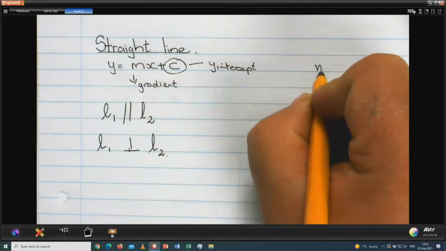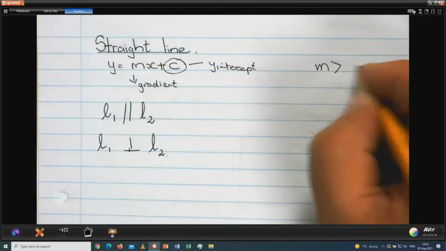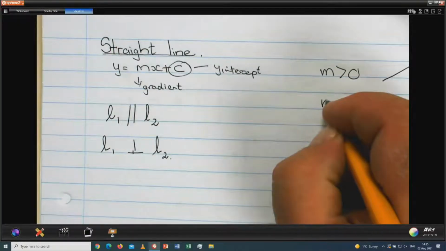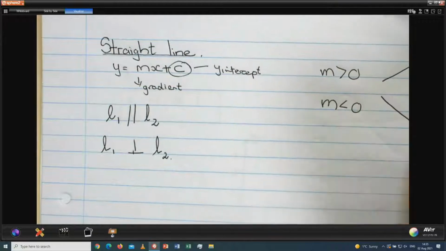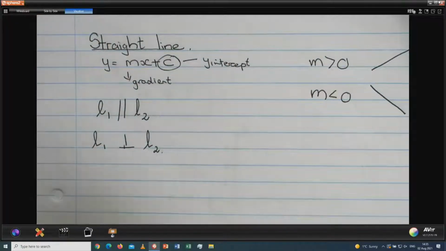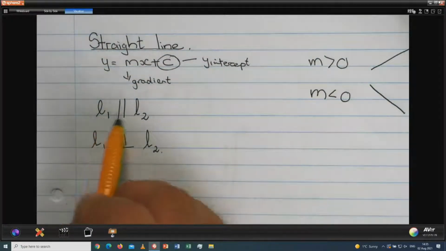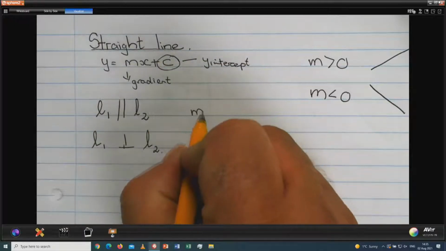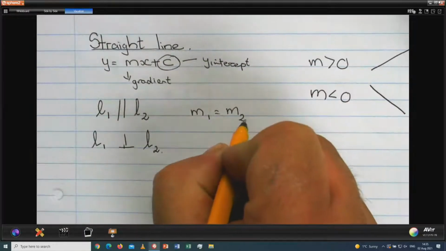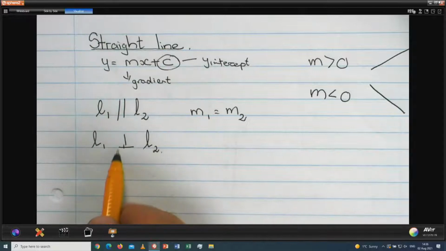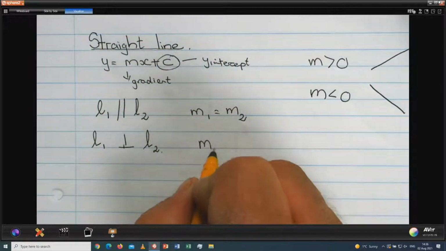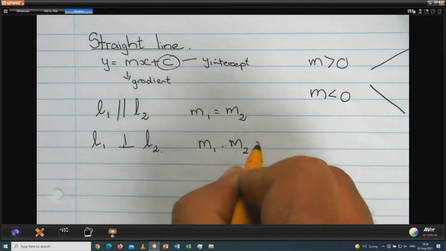Now if the gradient is positive, it's an increasing slope. If the gradient is negative, it's a decreasing slope. Now it's very important that if 2 lines are parallel, then the gradients of the 2 lines are equal. And if 2 lines are perpendicular, then we know that the product of the gradients of the 2 lines is equal to negative 1.